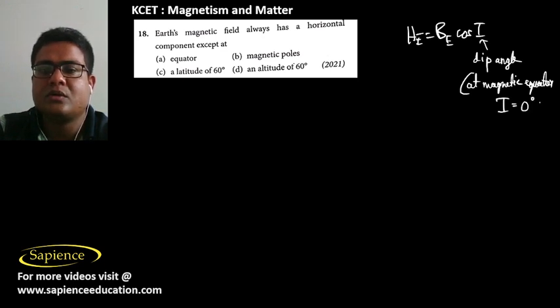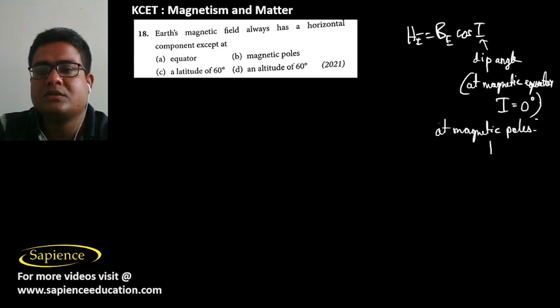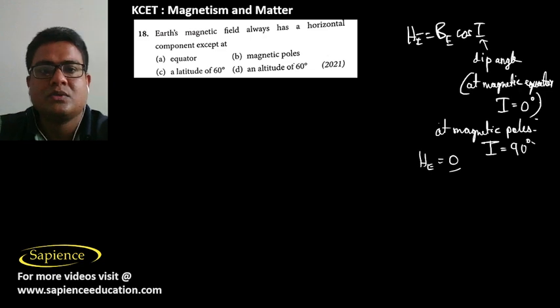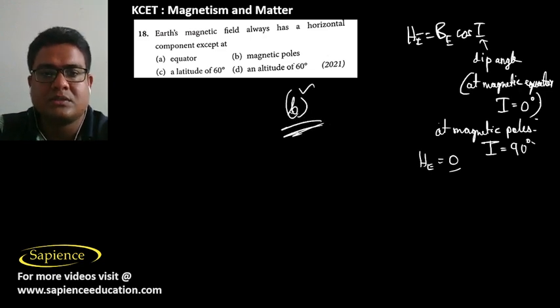So the horizontal component will be same as the net magnetic field of the Earth. And at the magnetic poles of the Earth, the dip angle is 90 degrees. So it means that the horizontal component at the magnetic poles will be 0. Option B is the correct answer.